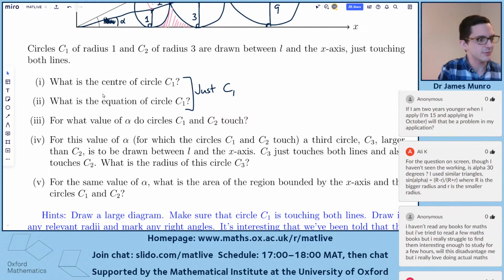Someone's 15. Is that a problem? There is no minimum age for applying for maths at Oxford. I think medicine has a minimum age for complicated medicine reasons, but there's no minimum age for mathematics.